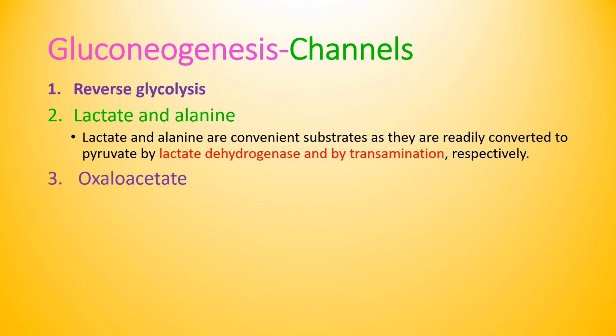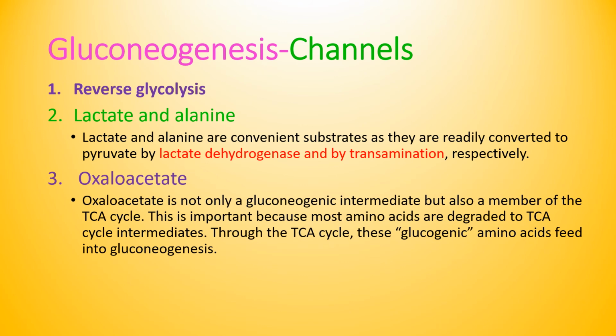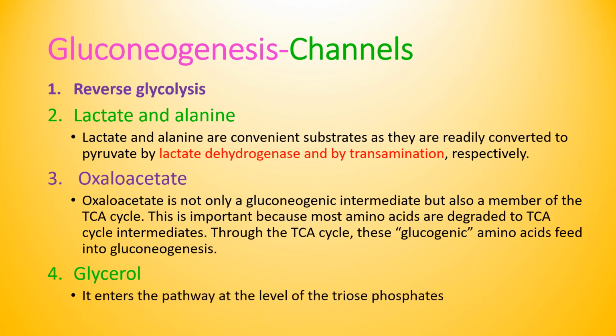Then comes the oxaloacetate. Oxaloacetate is usually formed during the TCA cycle. But oxaloacetate is not only a gluconeogenic intermediate but also a member of the TCA cycle. This is important because most amino acids are degraded to TCA cycle intermediates. Through the TCA cycle, these glucogenic amino acids feed into gluconeogenesis. The last one is glycerol, which is available from fat breakdown or lipolysis. It enters the pathway at the level of triose phosphate. We will see that in the next slide.